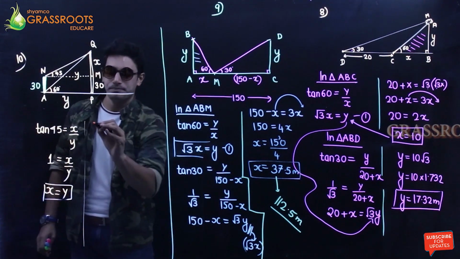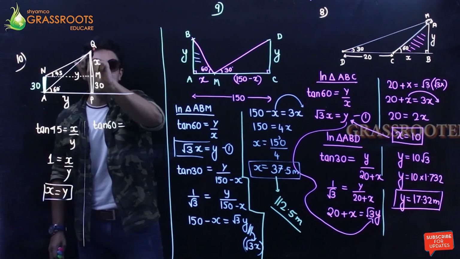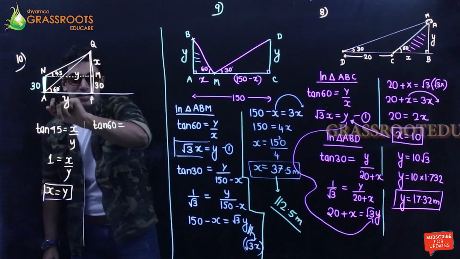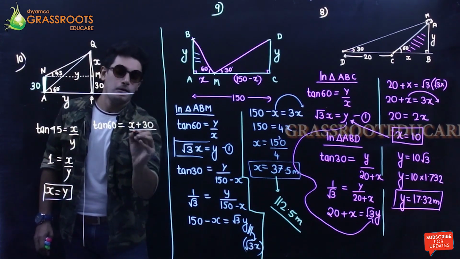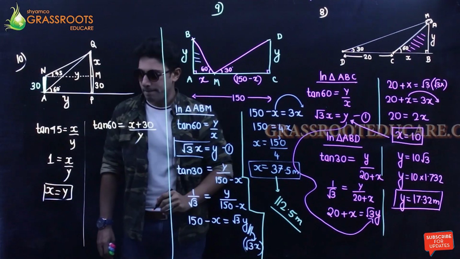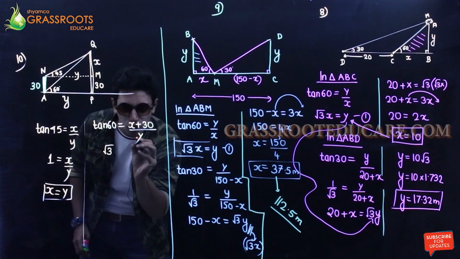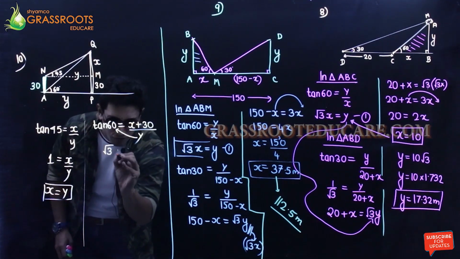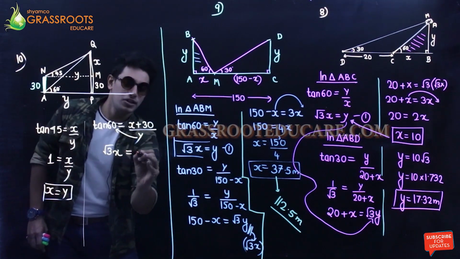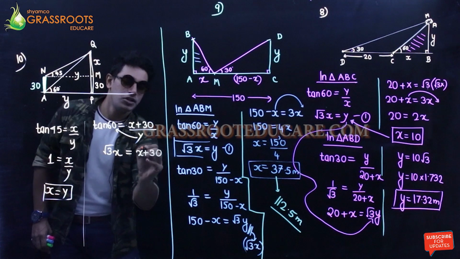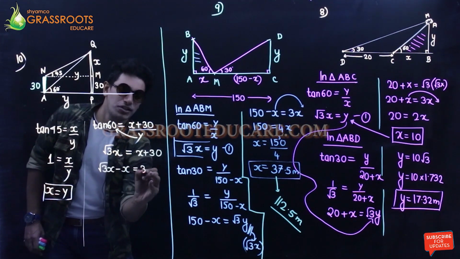Tan 60. It is opposite. Opposite is the entire thing. 60 is the complete coverage. x plus 30 upon y. Okay, tan 60 is root 3. Instead of y, when you cross multiply, can I put x? Because x is equal to y. This should be x plus 30. Shift x on the other side. Root 3x minus x is equal to 30.